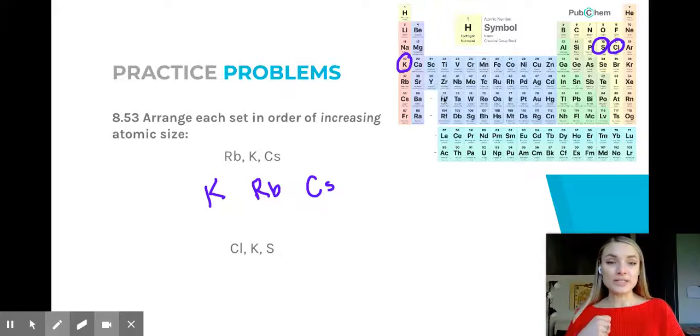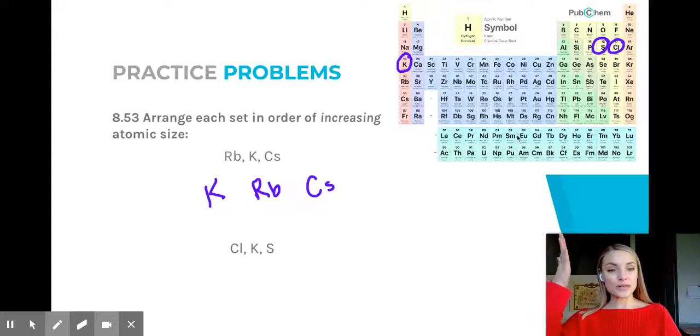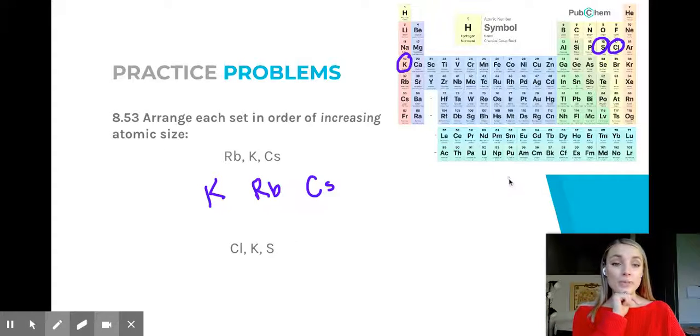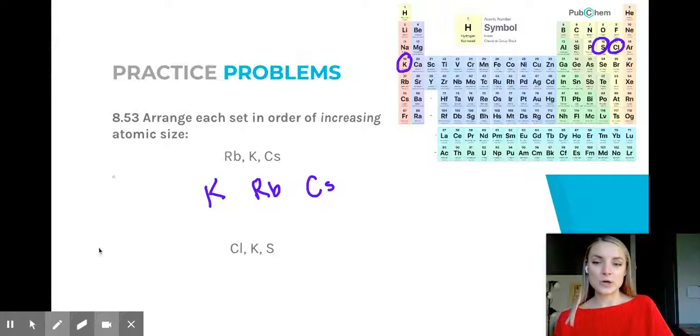The n has increased. So I know that size tends to increase as we go down a group, and size tends to decrease as we go across a period. So by that token, I'm going to say that chlorine is going to be the smallest and that potassium is going to be the largest because not only is it the furthest to the left, but it's also in a higher energy level. So chlorine, sulfur, and potassium.